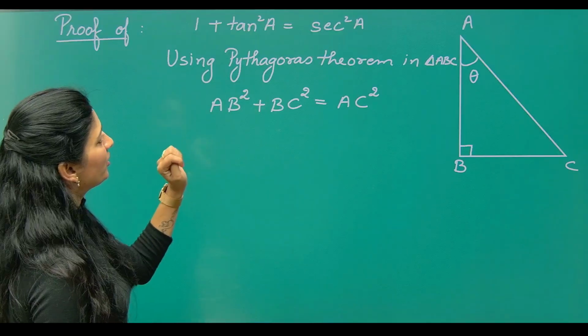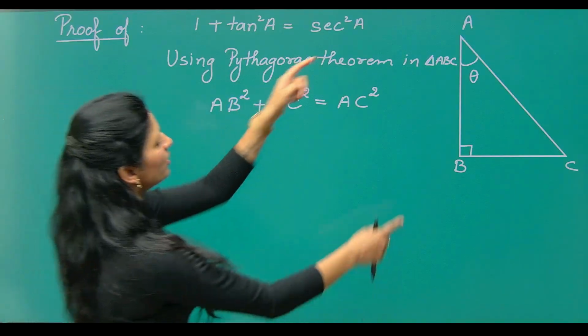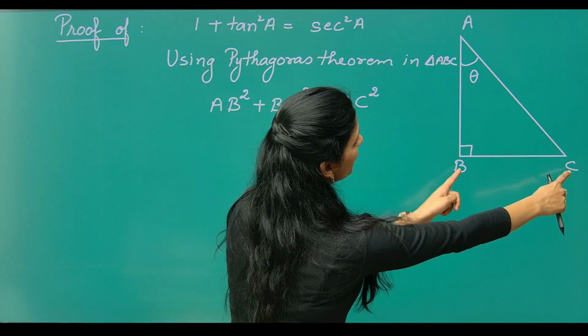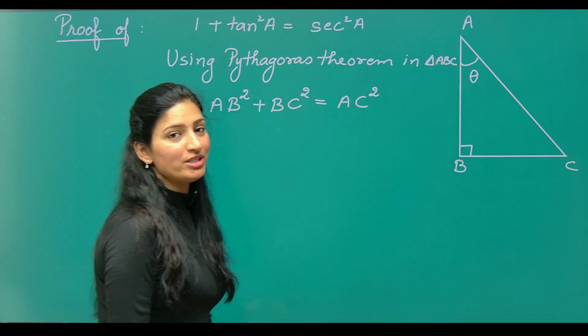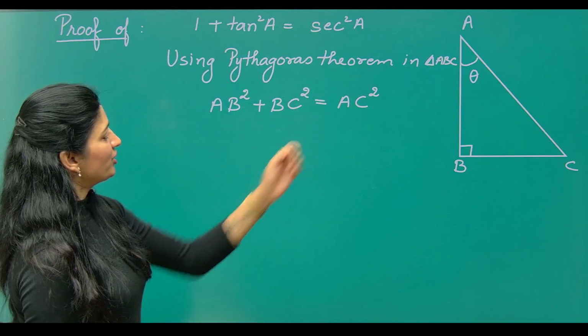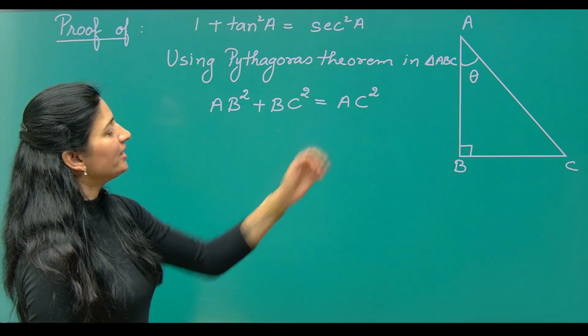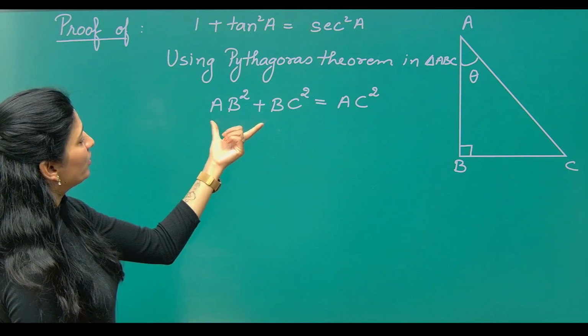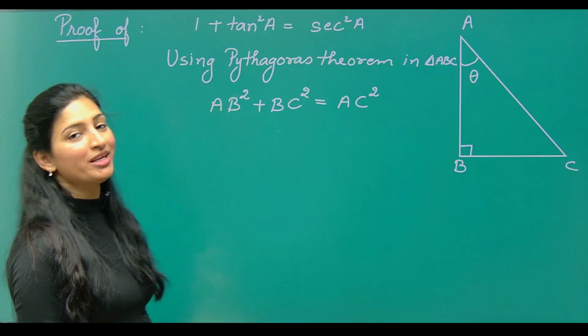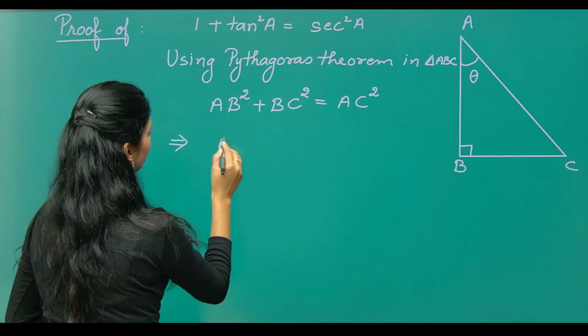Using the Pythagoras theorem, we have AB whole square plus BC whole square is equal to AC whole square, which is our hypotenuse. So we have this equation using the Pythagoras theorem. Now on the left hand side and right hand side of this equation, I'll divide both the sides by AB whole square. Let's see what happens after that.